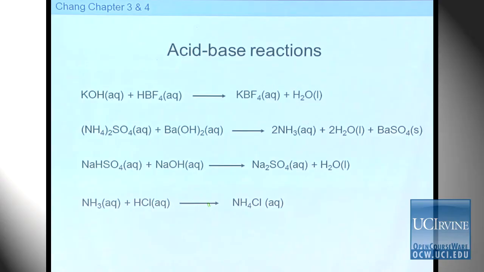Everything that is listed here is written in the molecular equation format. Okay? If you have to write this in the ionic equation, then of course this is NH4+ aqueous plus Cl- aqueous. Okay? These are ionic species in solution.